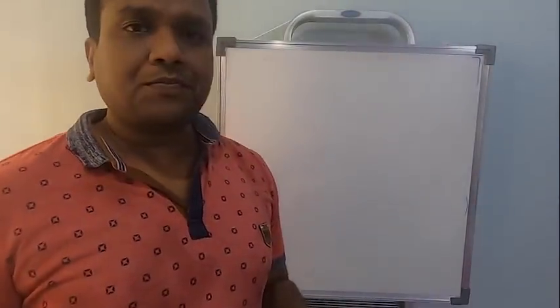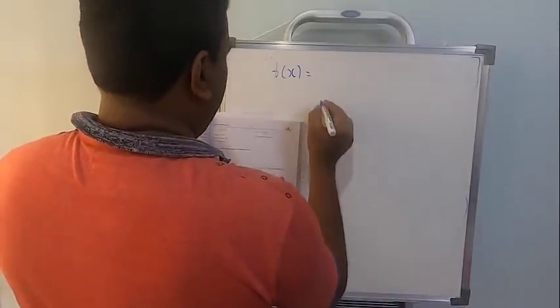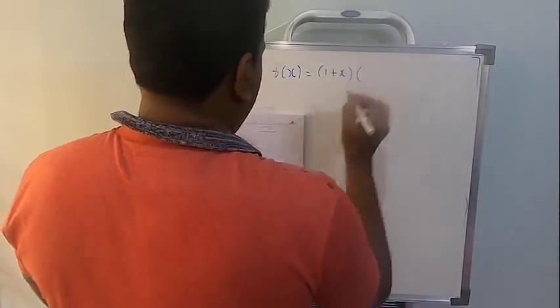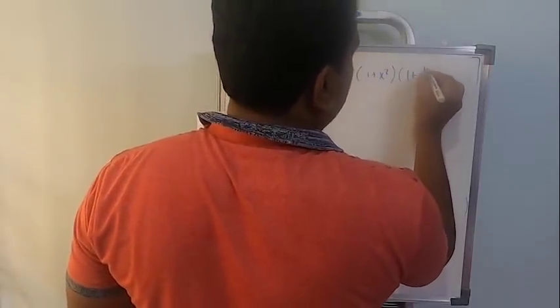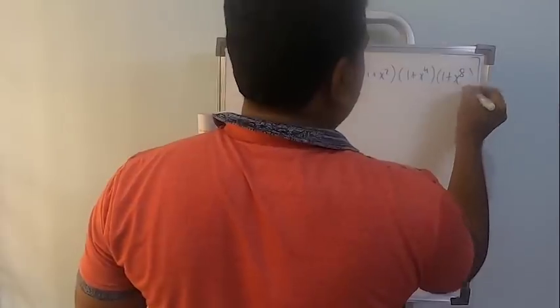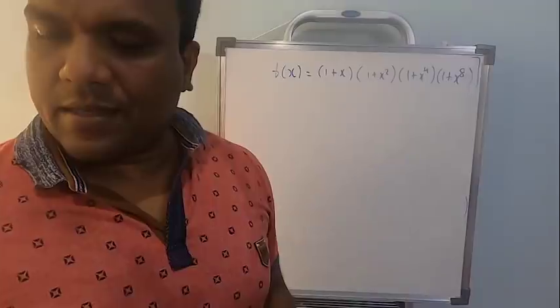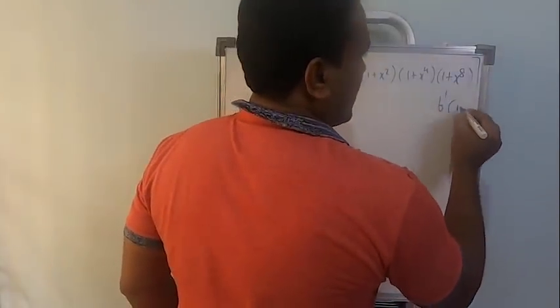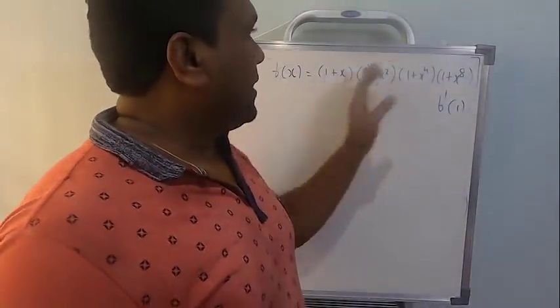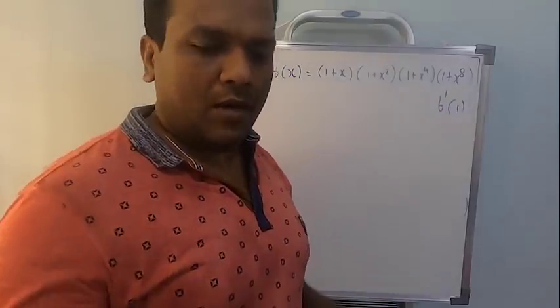If you can see the statement for problem number 16, find the derivative of the function given by f of x equal to 1 plus x multiplied by 1 plus x square multiplied by 1 plus x power 4 multiplied by 1 plus x to the power 8. And what they are telling is, after finding the derivative, you have to find f dash of 1. Quite simple. After finding f dash of x, the value of x will be replaced by 1.